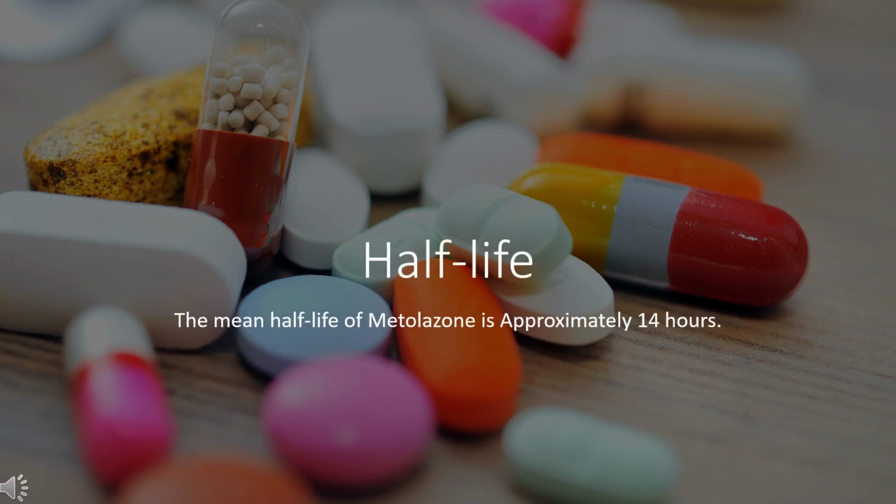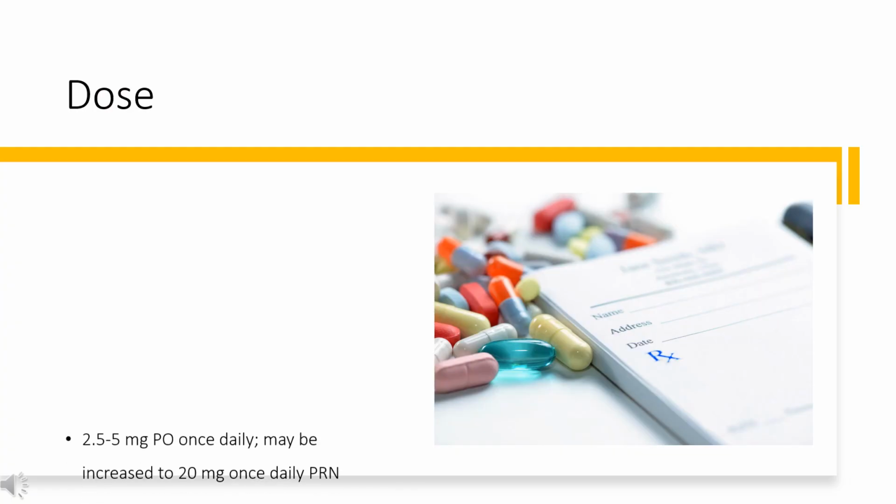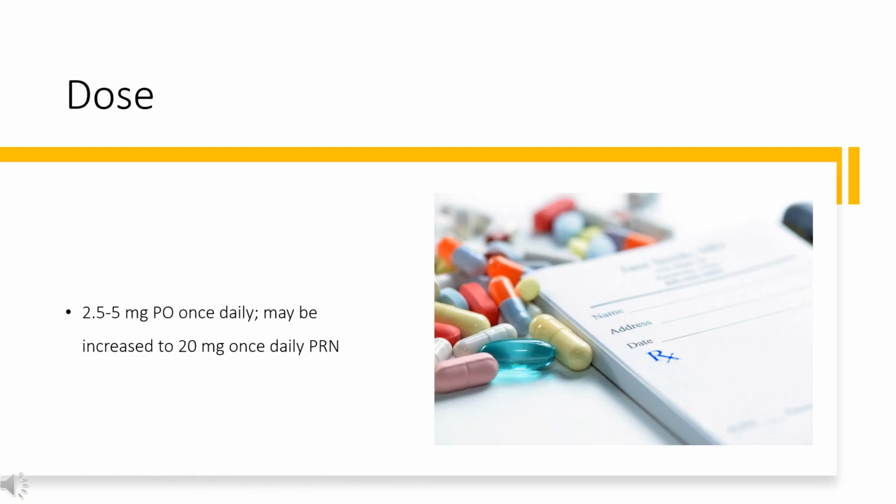Half-life: approximately 14 hours. Dose: hypertension, 2.5 to 5 mg PO once daily, may be increased to 20 mg once daily PRN. Edema: 2.5 to 10 mg PO once daily initially, may be gradually increased to 20 mg once daily.